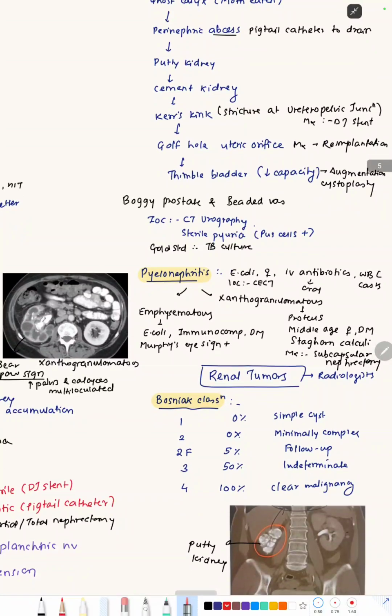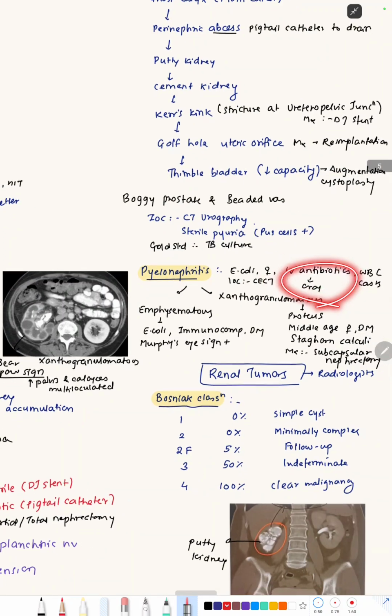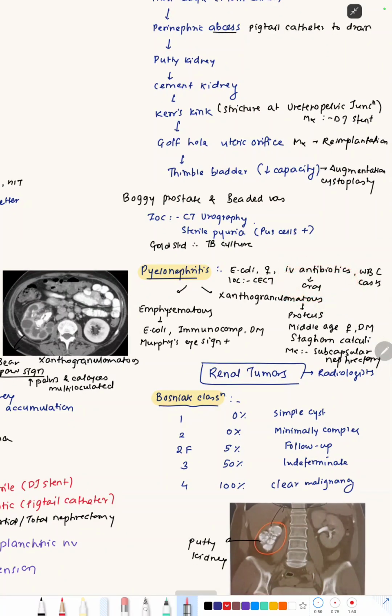Then the pyelonephritis. Pyelonephritis has got two types, that is emphysematous and xanthogranulomatous. But overall, remember, pyelonephritis, the most common causative organism is the E. coli. It is secondary to urinary tract infection. It is more common in females. First, we start with IV antibiotics and then complete with the oral antibiotics. WBC casts are seen. Investigation of choice is the CECT.